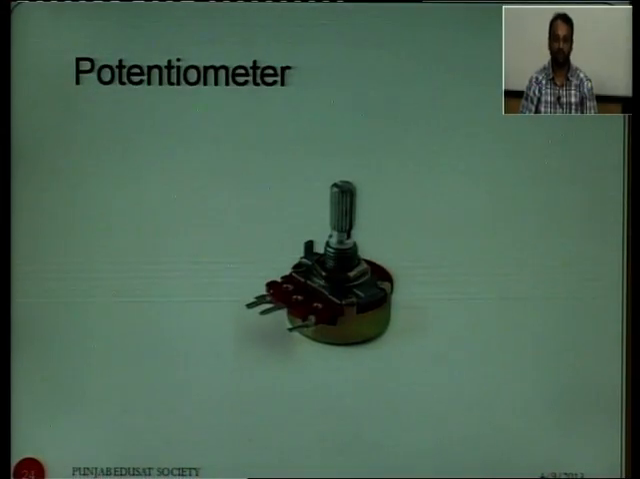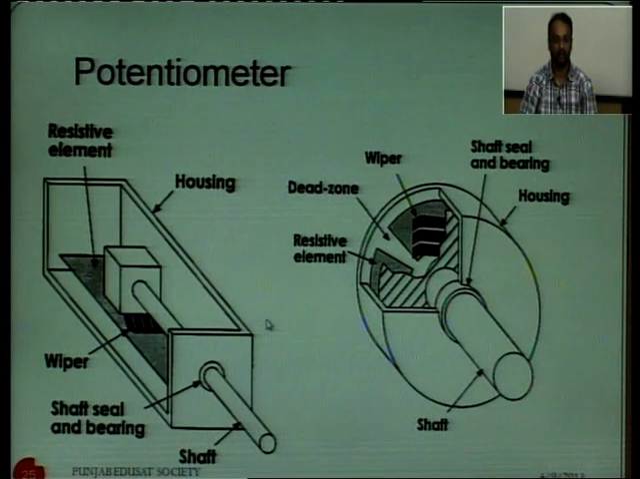This is a potentiometer. The knob is used to move the slider. There are three contacts. Two are fixed. One is a sliding contact, variable contact, moving contact. There are some other 3D diagrams of the potentiometers. In this case, there is a shaft. The shaft is used to move this wiper along the resistive element, so its resistance can vary.